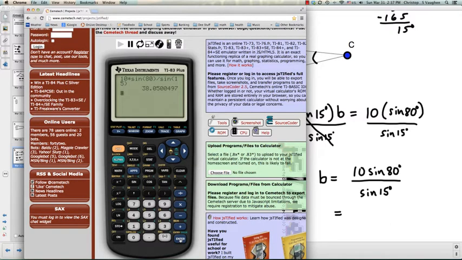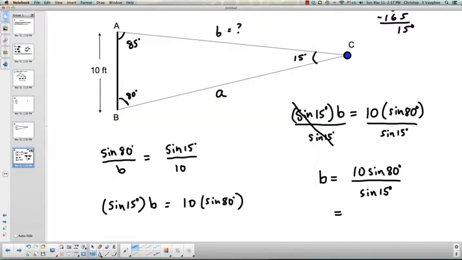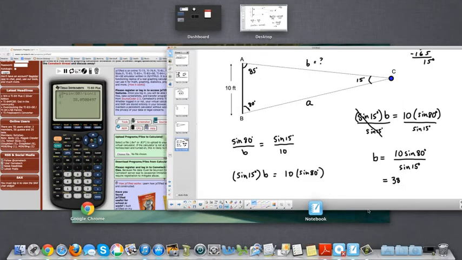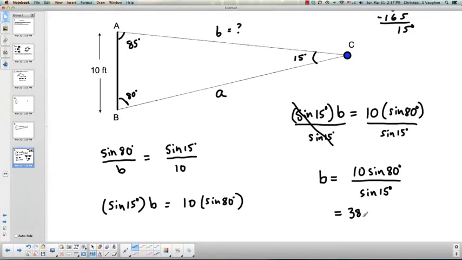Okay, so the answer is about 38. What did I have? 38.05. 38, let's say 38.1 if we round it off. 38.1 feet. Okay, so that answers the question. How far is it from A to C? It's 38.1 feet.